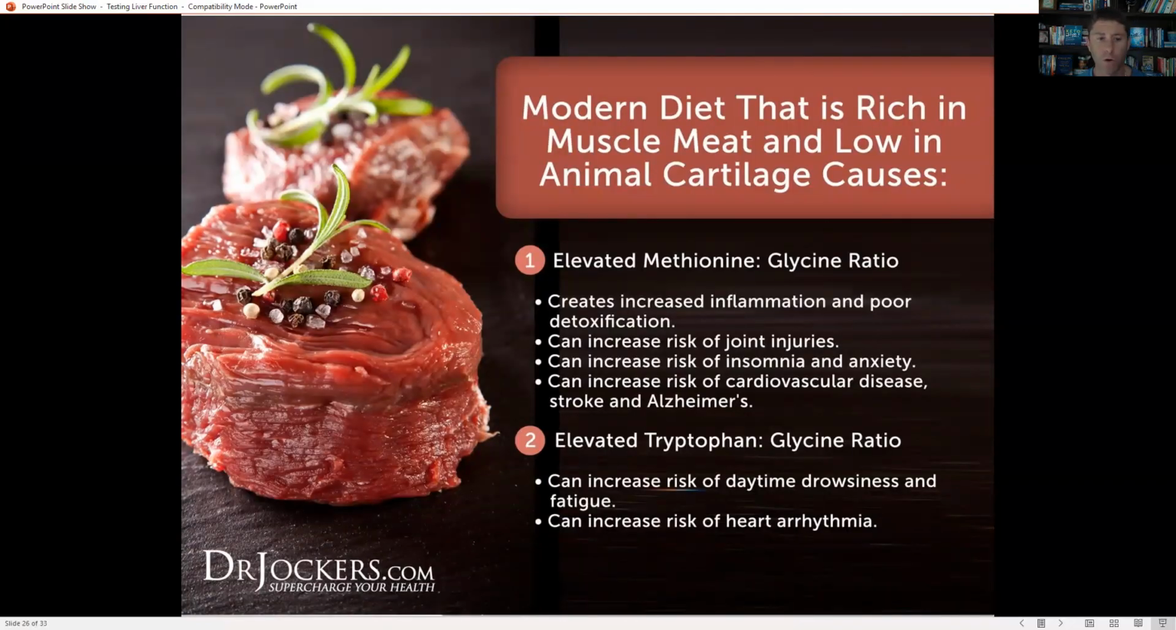So here is one reason why our modern diet, again, I talked about, we're eating all this muscle meat. We're not eating as much animal cartilage. And that's what our ancestors used to eat, this animal cartilage.